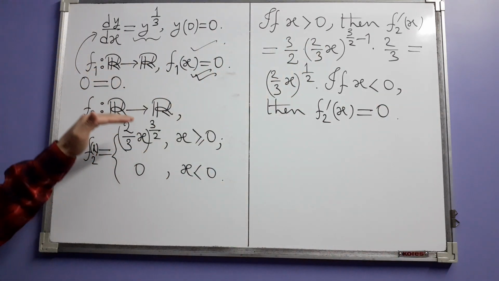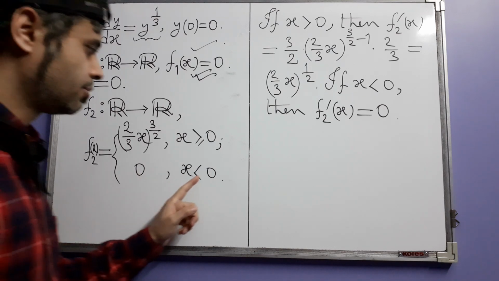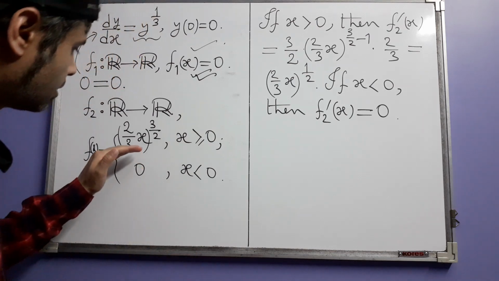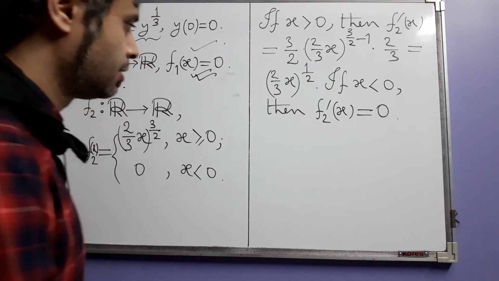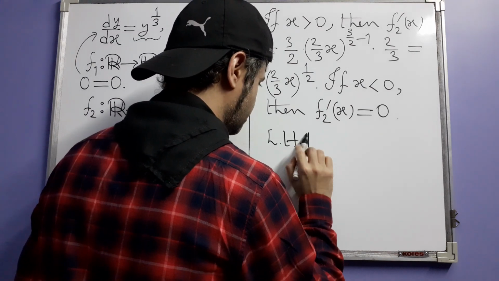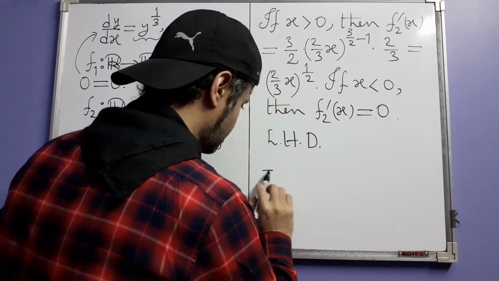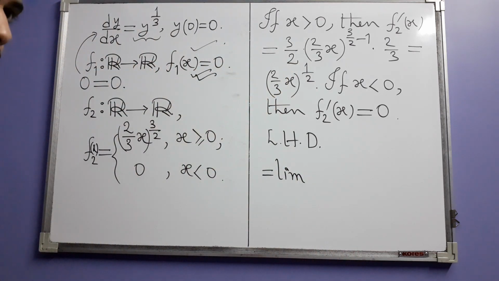However, what happens exactly at 0? For that we need to calculate the left hand derivative and right hand derivative separately, because the function has been defined separately on two sides of 0. Let us first see the left hand derivative at 0. So it will be what? By definition, limit left hand derivative.